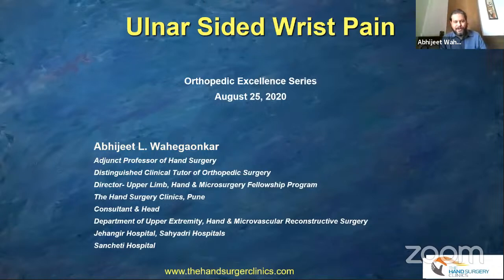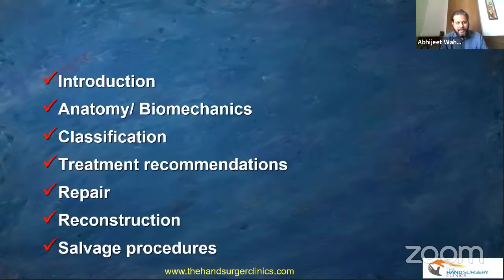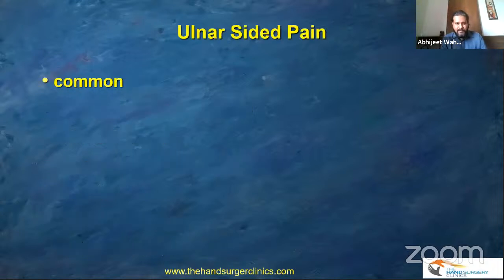So as I said, my task is to talk about ulnar-sided wrist pain, which is a very common clinical condition that each one of us as orthopedic surgeons will encounter in clinical practice. This is going to be the brief outline of my talk, where we're going to introduce the concept of ulnar-sided wrist pain, understand the anatomy and the biomechanics, the different structures that are responsible for ulnar-sided wrist pain, learn a little bit about the classification, the treatment algorithms or the recommendations, and understand reparative, reconstructive, and salvage procedures for these problems.